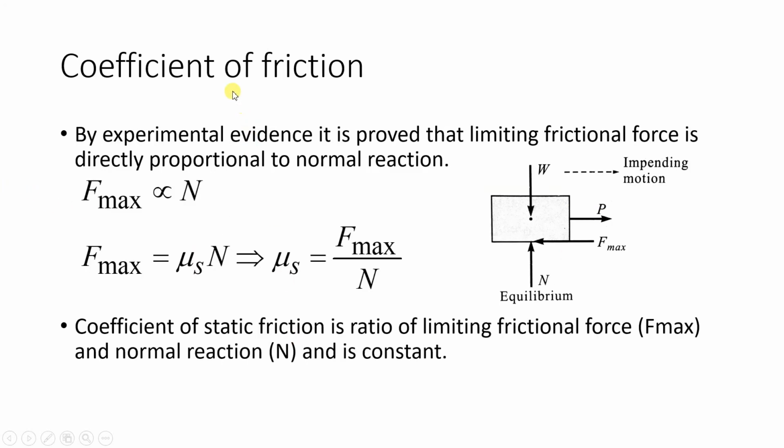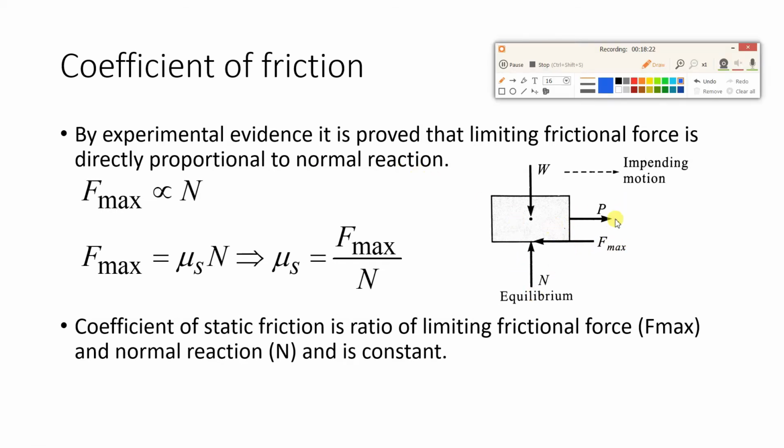Next we will see what we mean by coefficient of friction. By experimental evidence it is proved that the limiting frictional force, Fmax, is directly proportional to the normal reaction. Here you can see this is Fmax, which opposes the direction of impending motion. So Fmax is directly proportional to the normal reaction. Now if you remove the proportionality sign, you will get a constant. So Fmax is equal to mu s into N.